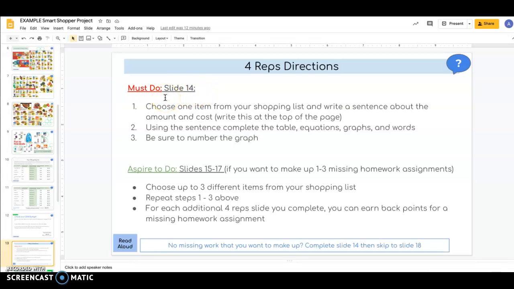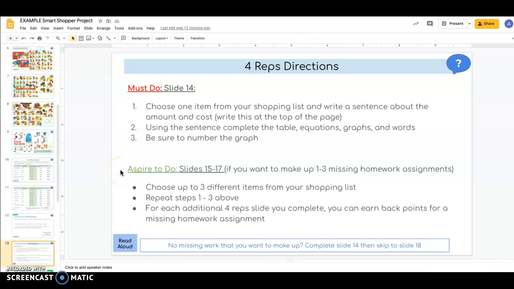You're going to choose one item from your shopping list and write a sentence about the amount and costs. You're going to write that at the top of the page. Using the sentence, you're going to complete the table, equation, graph, and write it in words. It's important that you remember that you need to actually number the graph yourself.